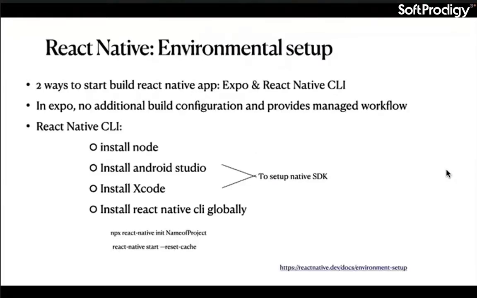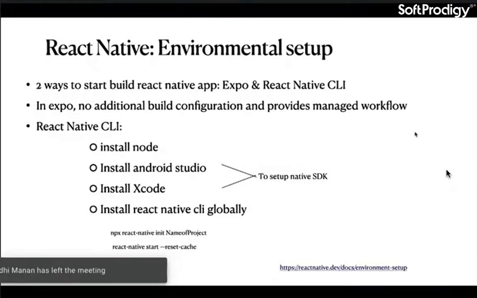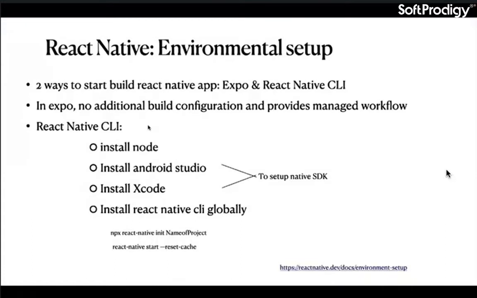Next we are going to discuss the environment setup of React Native. There are two ways to build with React Native: either use Expo or use React Native CLI. So how are Expo and React Native CLI different? If you are a beginner, it is better to start with Expo because it is a controlled environment, no additional build configuration is needed, and it provides managed code. But using the React Native CLI, we have more control over the app, and additional configuration is required. In this presentation, we are discussing everything based on the React Native CLI.